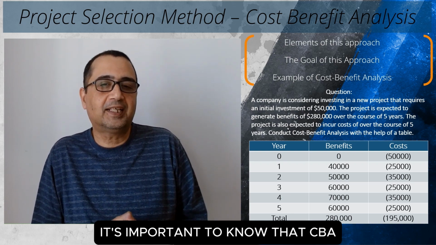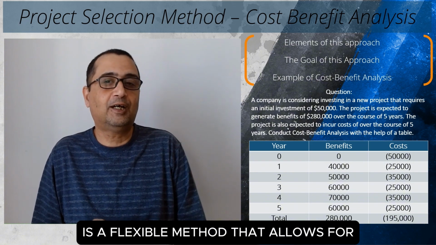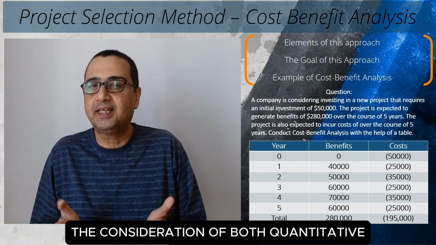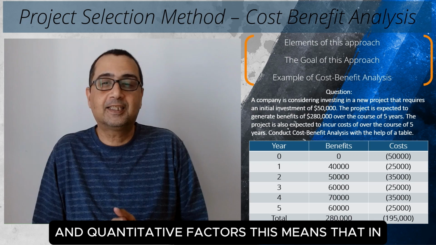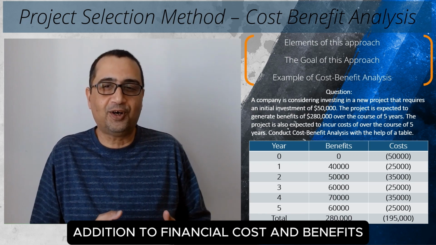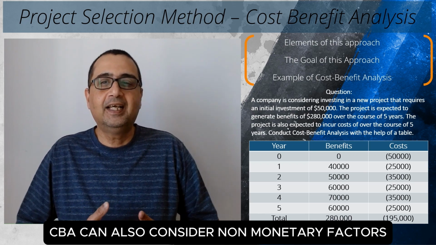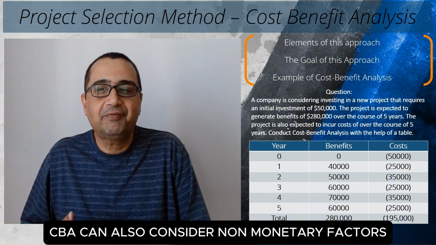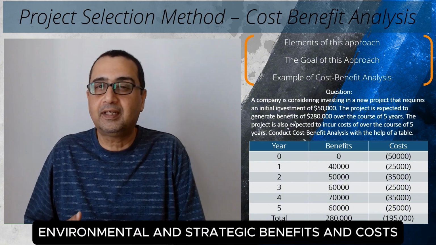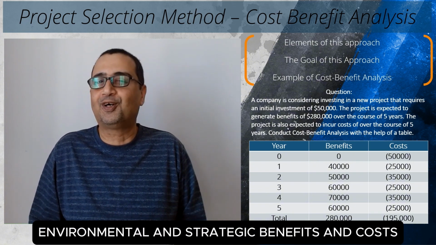It's important to note that CBA is a flexible method that allows for the consideration of both quantitative and qualitative factors. This means that in addition to financial costs and benefits, CBA can also consider non-monetary factors such as social, environmental, and strategic benefits and costs.